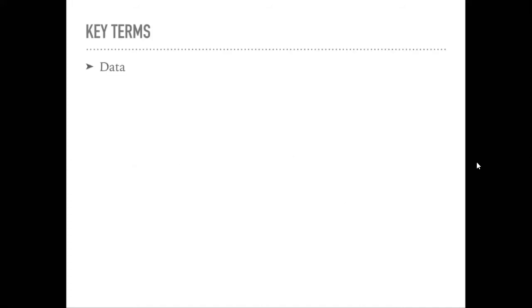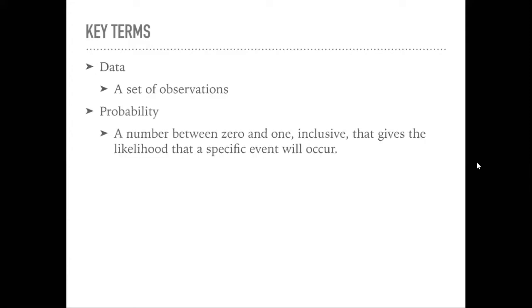So our first key term of the semester is data. Now, data is just a set of observations. It can be numerical data, it can be descriptive data, where it's just qualitative words describing something. But data is just a set of observations with whatever you're studying. Now, probability is a number between 0 and 1 that is inclusive, so it can be equal to 0 or it can be equal to 1 or anything in between. And this gives the likelihood that a specific event will occur.